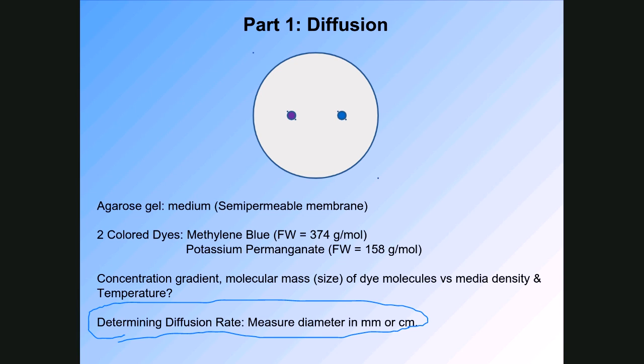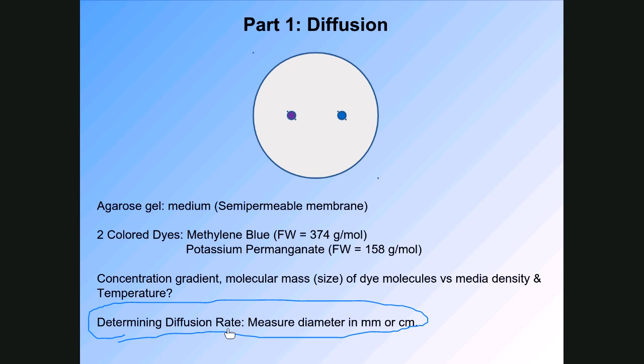The dependent variable, the reason why they say dependent is because it's dependent on what you chose for the independent variable. So depending on the percentage of agarose you use to create the agarose gel medium, and then depending on the molecular masses of the dyes, those are your independent variables. Then those variables here affect the diffusion rate.